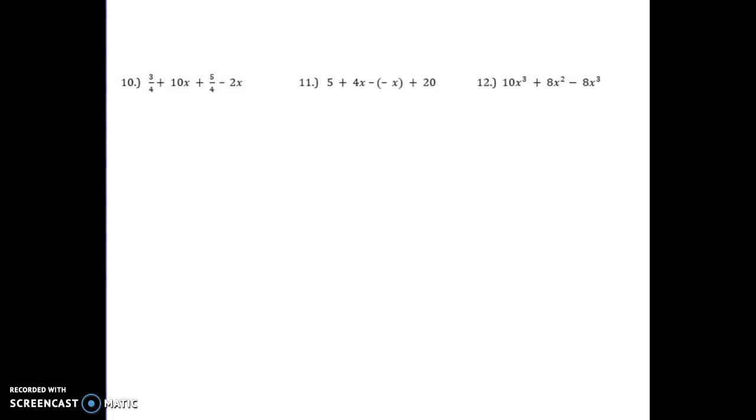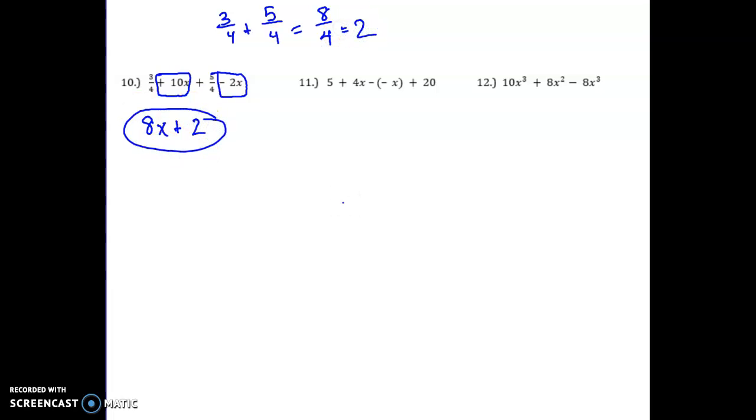Okay, here we have some fractions, but we're going to start with 10x minus 2x, and we're going to get 8x. And then when we add the fractions, we've got 3/4 and 5/4. We have the same denominator, so we have 8/4, and 8/4 is equivalent to 2. So we just get 8x plus 2.